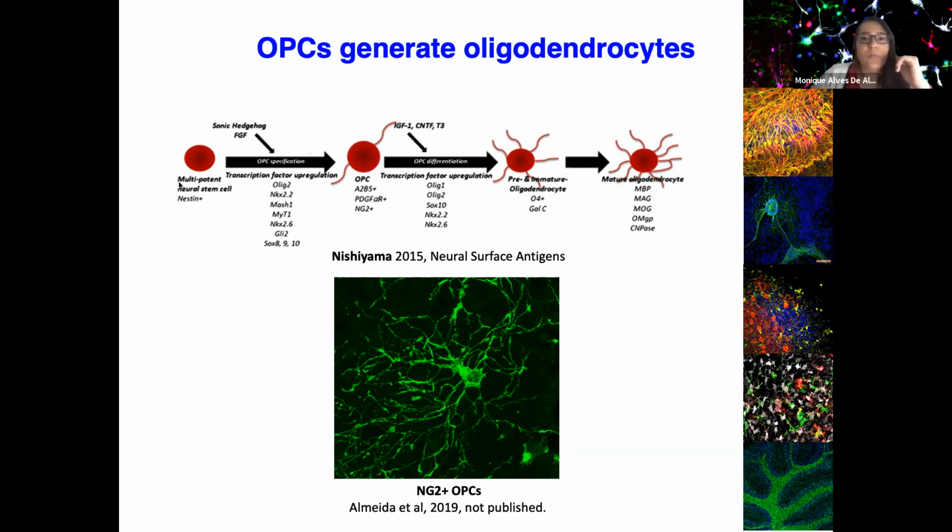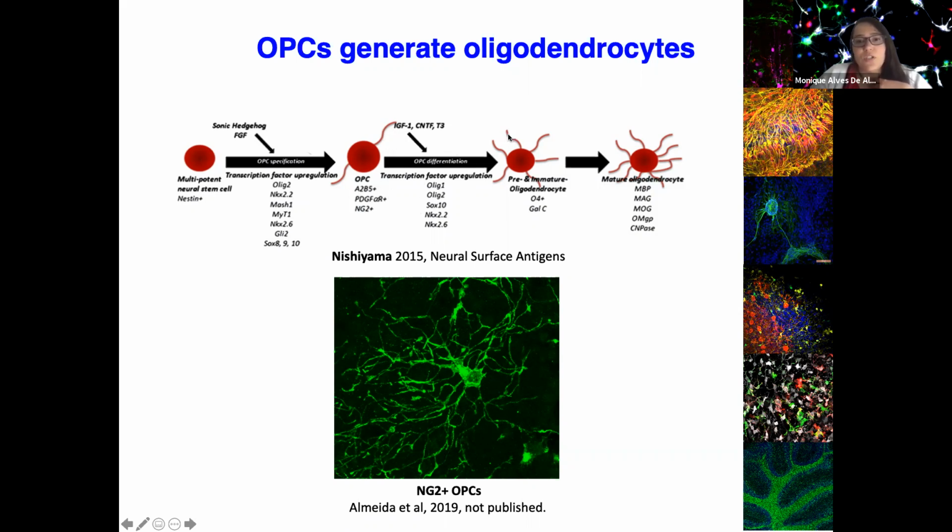So a multipotent neural cell here, expressing nestin, requires different trophic factors to trigger the expression of transcription factors involved in OPC specification. Here we have a couple of them, such as OLIG2 and SOX8, 9, and 10. Once OPCs have acquired this specification, they start expressing A2B5, PDGF receptor alpha, and NG2. NG2 is neuroglial antigen 2, and it's the reason why they're also called NG2 cells.